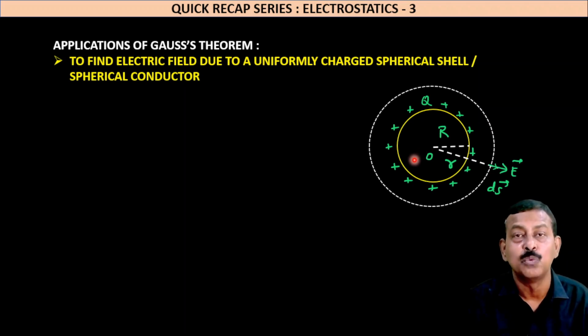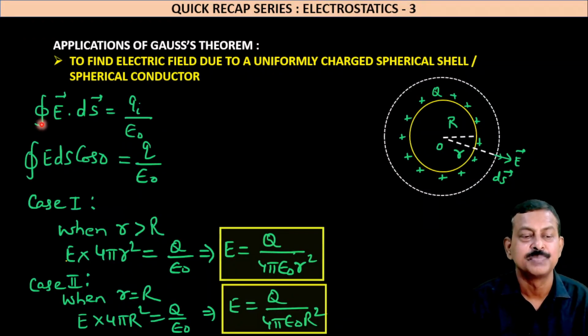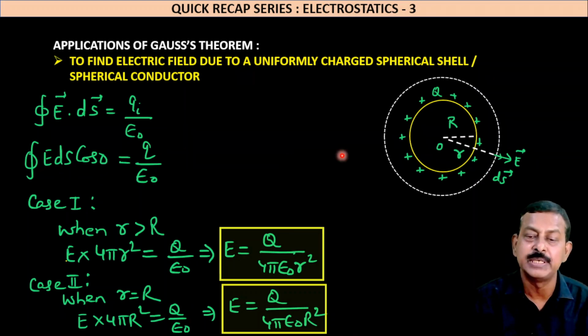For this, we'll take a concentric spherical Gaussian surface of radius small r. This is the bigger one, which we have shown with radius small r. If I apply Gauss theorem here, ∮E·dS equals Qi by epsilon naught, and this E·dS can be written as E dS cos 0, because the angle between the electric field and the vector area is 0. So it is Q by epsilon naught.